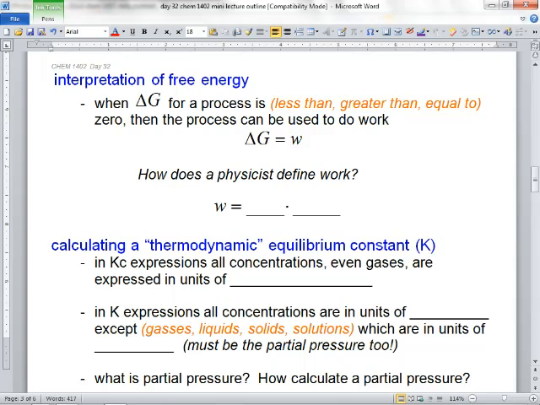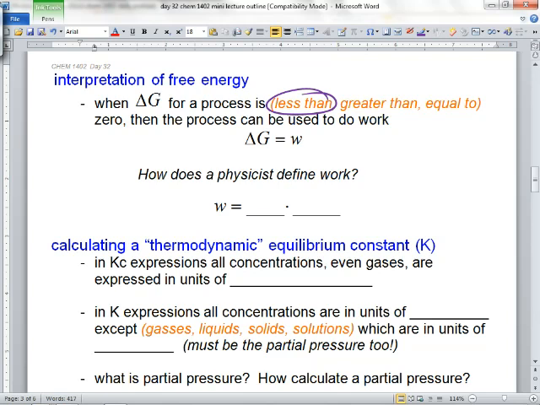Interpretation of free energy. When delta G for a process is what, then you could use that process, Shelby, to do work? What do you think? She is right. Do you see why?